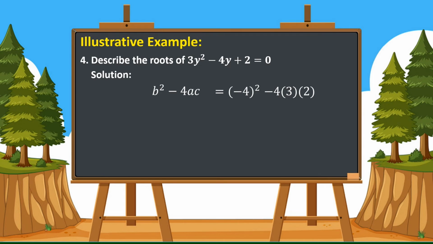Then we are going to simplify. And we have now 16 minus 24. And that is equal to negative 8. The discriminant is negative 8. Negative 8 is a negative number. Then, the quadratic equation has no real roots.